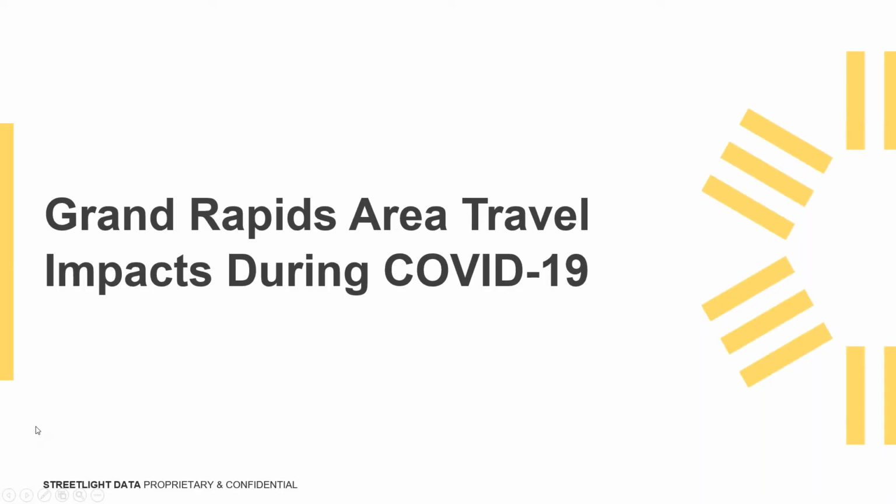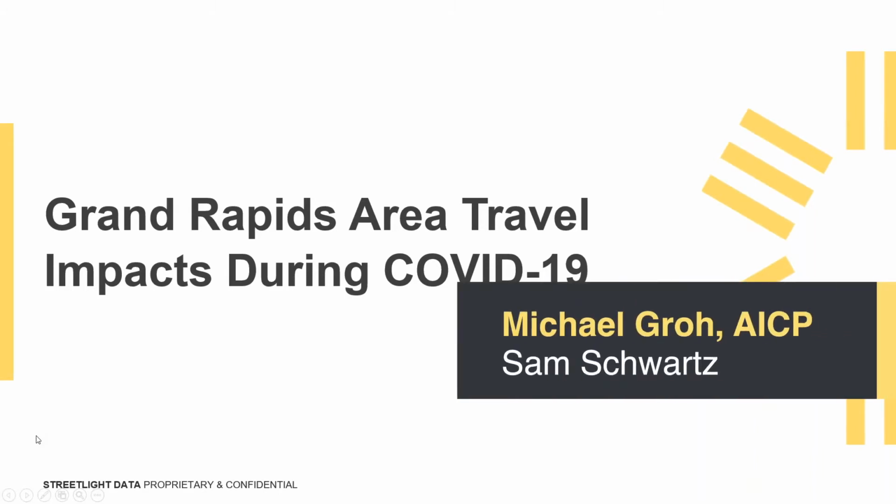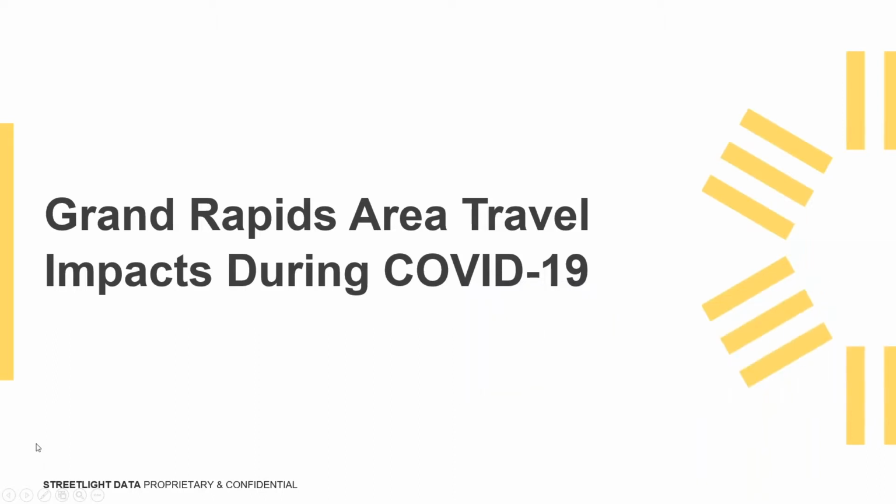Today I'll be presenting an especially interesting planning study that we did using StreetLight Data. This was a study that we were working on along with Nelson Nygaard for the RAPID, which is the transit agency serving Grand Rapids. We began this study before COVID-19 as a traditional comprehensive operational analysis of a transit network, trying to understand the areas that the network is serving and opportunities to improve service. But then after COVID-19 hit, we had some additional things to consider.